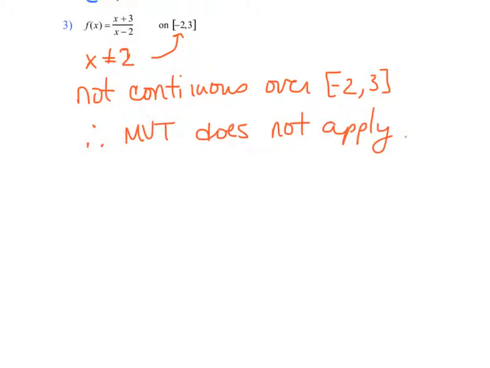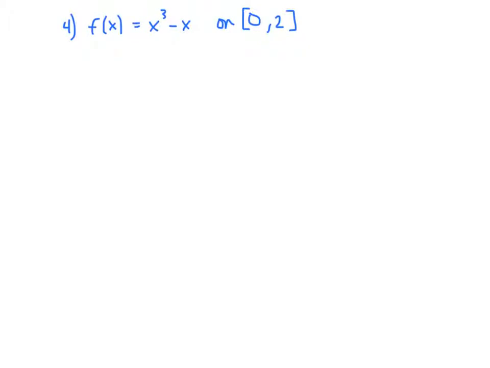Okay, so we can't go any further. We can't use the mean value theorem because the mean value theorem is not applied in this given interval. Okay, so we're going to do one more example of this type. And again, we're given a polynomial function. So polynomial functions, like I said, nice and easy. Yes, it's going to be continuous over this. Yes, it's differentiable. Okay, so the mean value theorem applies.